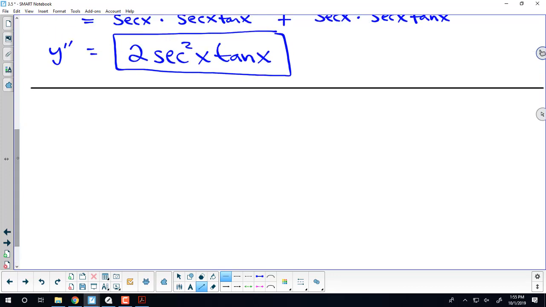Which would be the second derivative, the second prime of tangent. All right, got off topic.